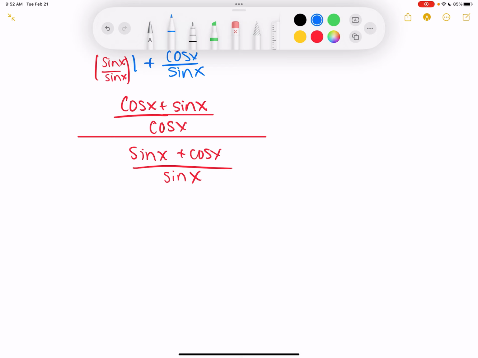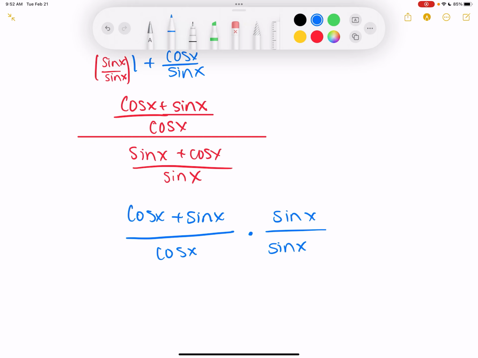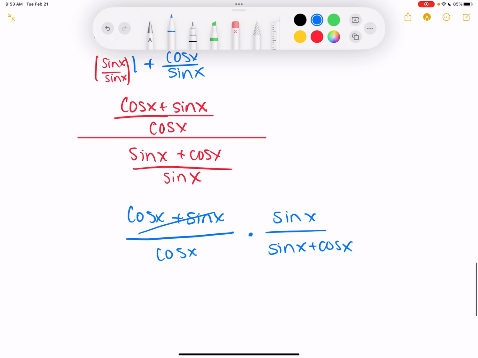Okay, so cosine x plus sine x over cosine x, times sine x over sine x plus cosine x. Now, Josh, what can I do? Can we cancel out the plus stuff? Yes. So I'm left with sine x over cosine x, which is tangent of x.